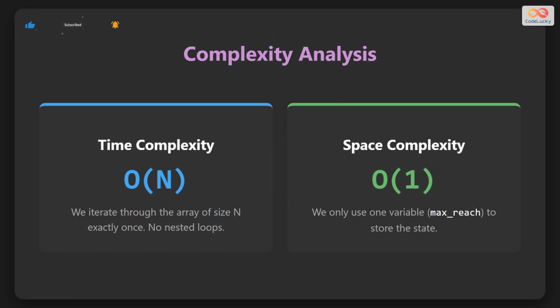The time complexity of this solution is O of n because we pass through the array exactly once. The space complexity is O of 1 because we are not using any extra data structures like arrays or hash maps, just a single integer variable to store the max reach.